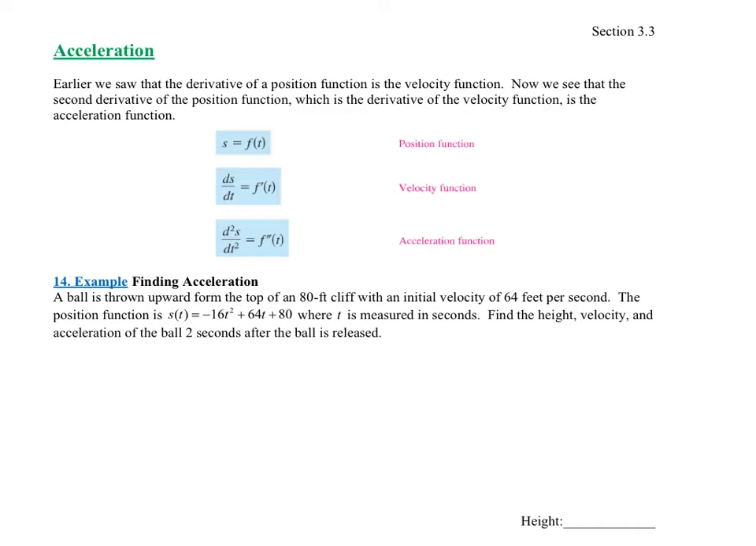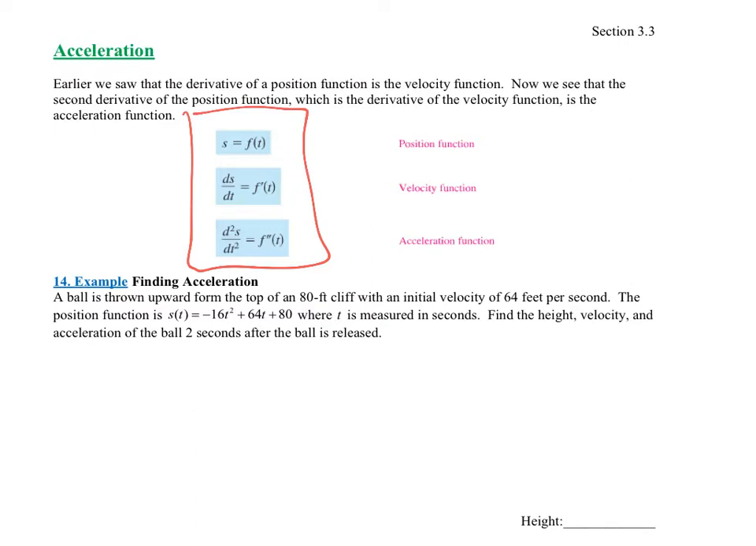Okay, let's look at this next portion here, which is about acceleration. Again, finally, we're getting into a reason that we would care about the second derivative. Well, one of the examples would be acceleration. It says earlier we saw that the derivative of a position function is the velocity function. Now we see that the second derivative of the position function, which is the derivative of the velocity function, is the acceleration function. So this is what we want to know right here.